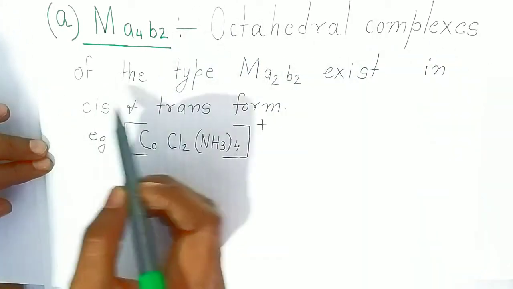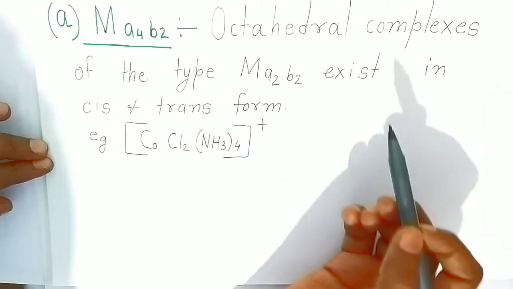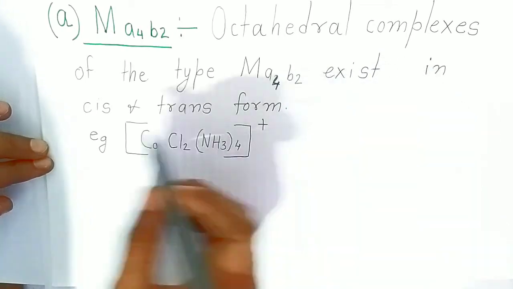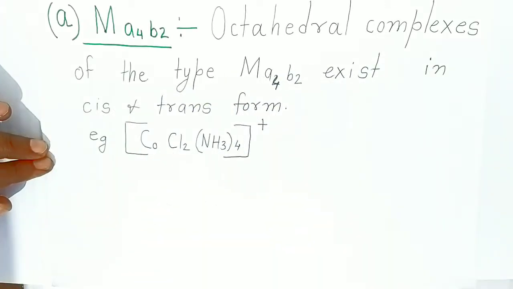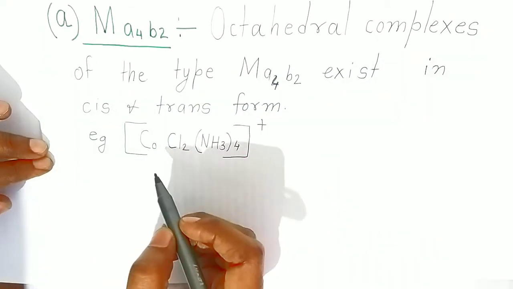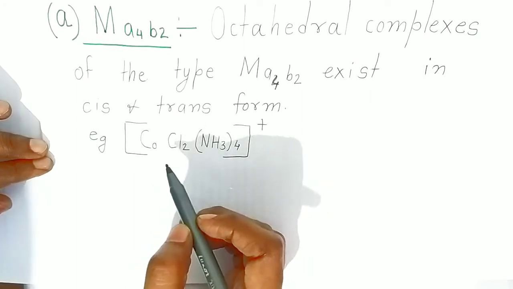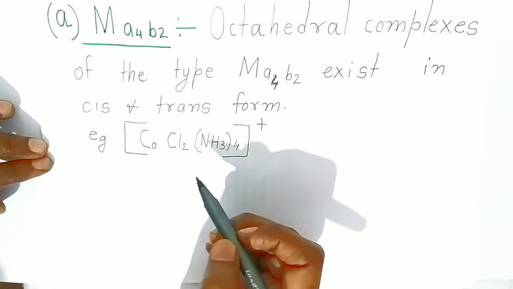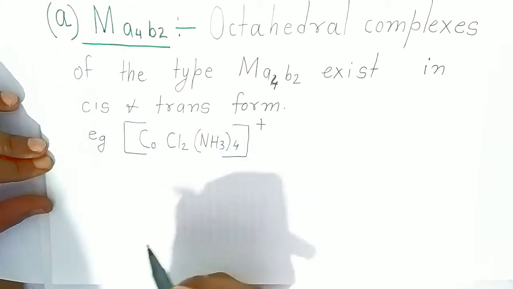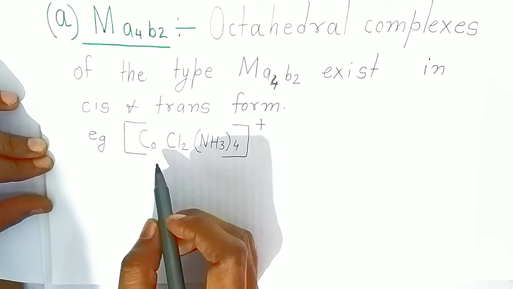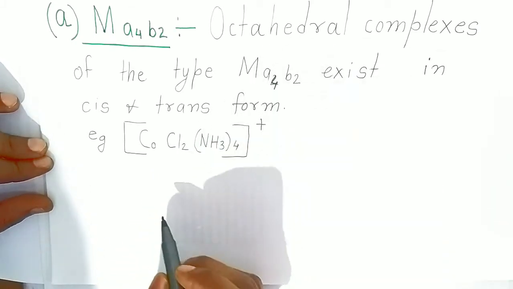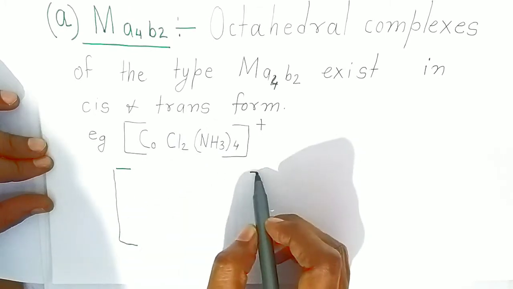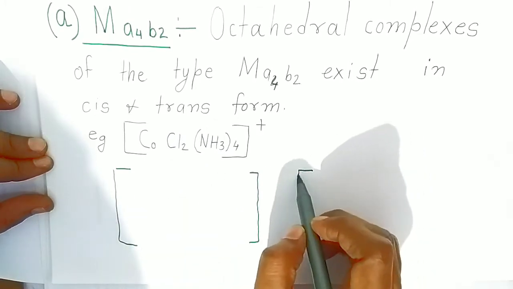Now octahedral complexes of the type Ma4B2 exist in trans and cis forms. Now we are going to see this cobalt complex, tetraammine dichloro cobalt 1 plus. That structure is present in cis as well as trans structure. Now you have to write this complex in octahedral form, because you have to represent it in cis form as well as in trans form.